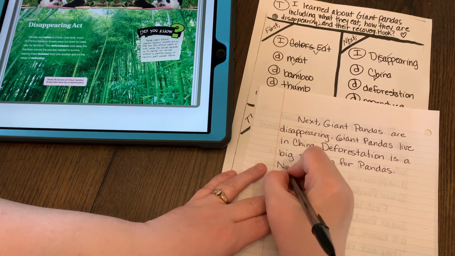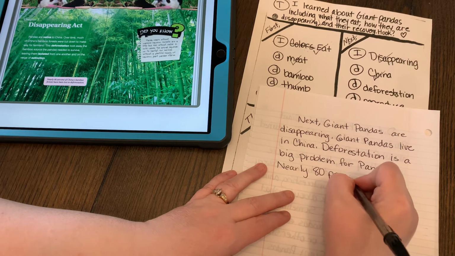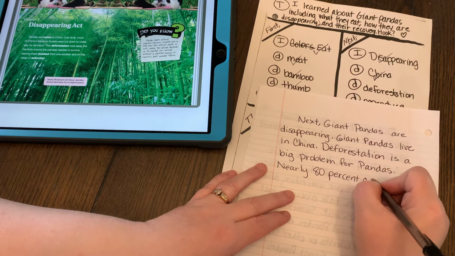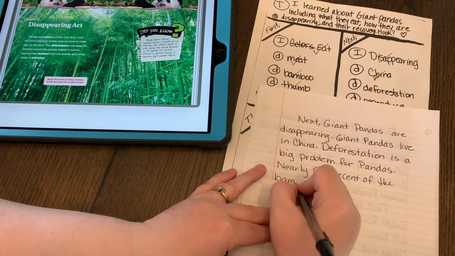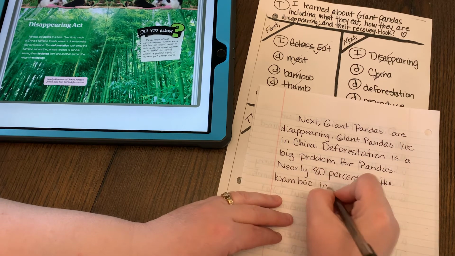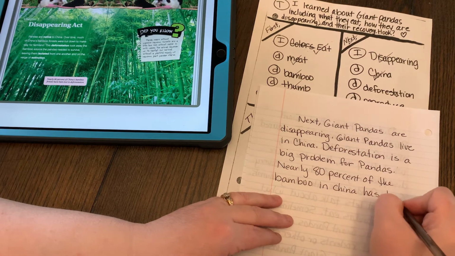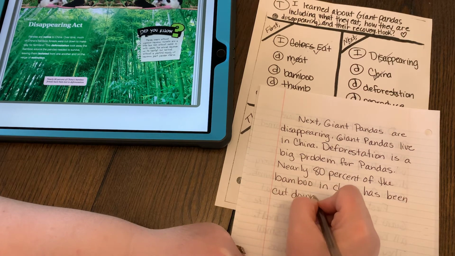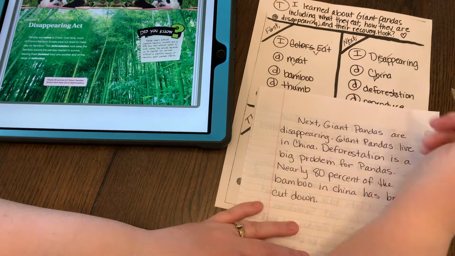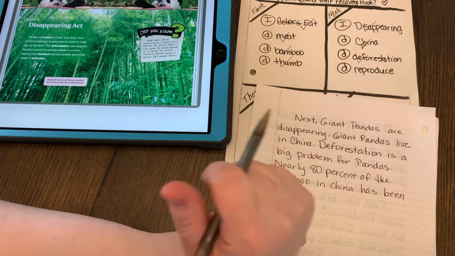Nearly 80% of the bamboo in China has been cut down. Again, I'm using my own words. I'm not writing down the author's words or copying their sentences. I'm putting it into my own words.